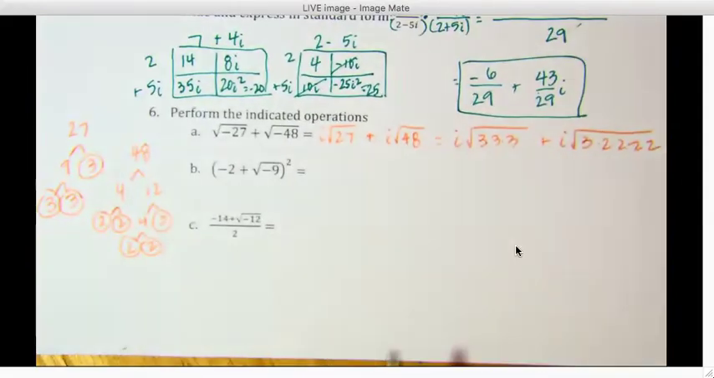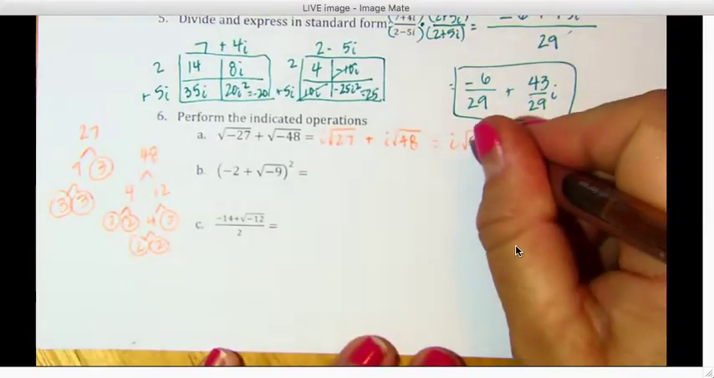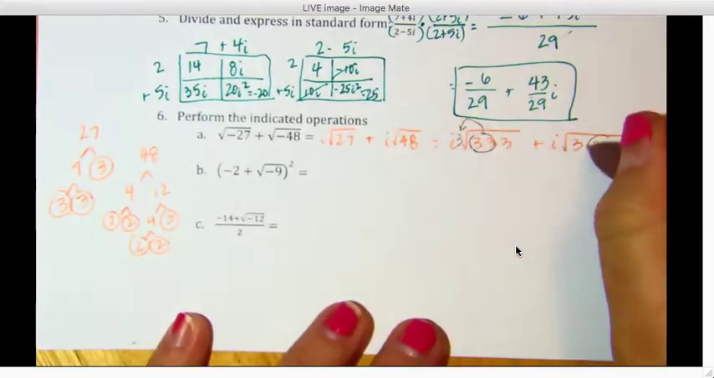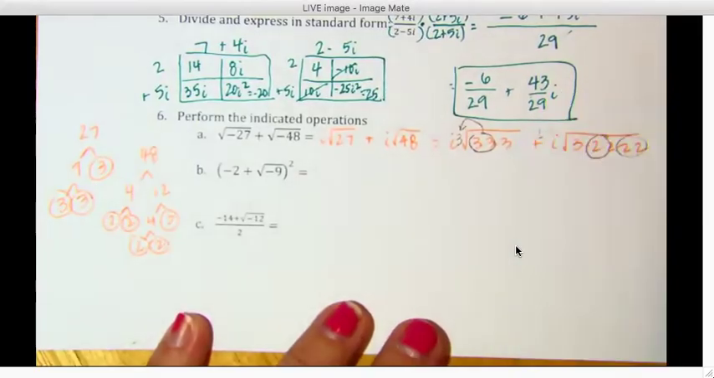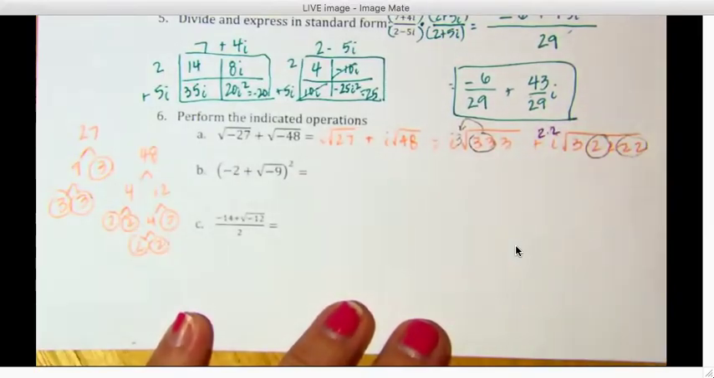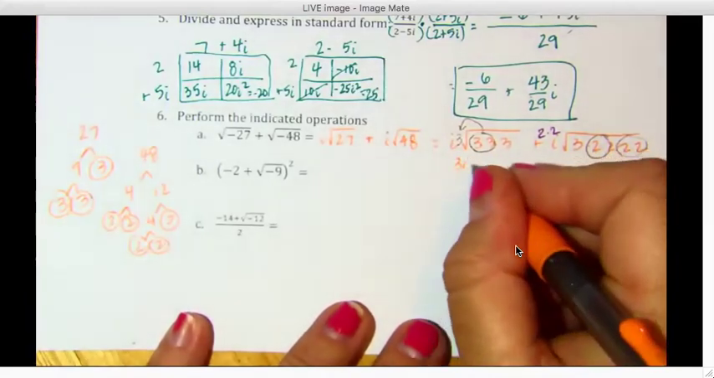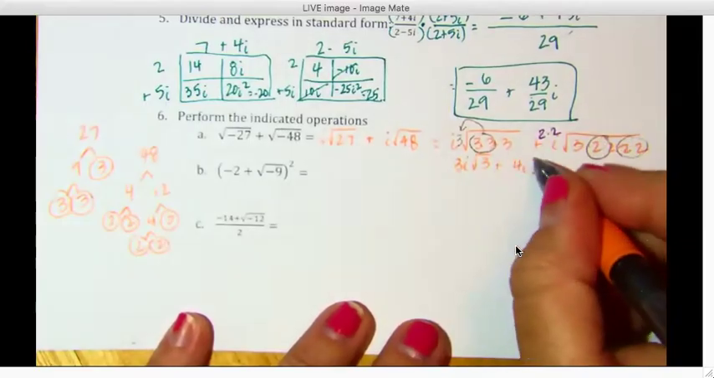And now I can pull as much as I can out of my square root. So in order to pull something out of the square root, you have to have 2 of them and only 1 comes out. And I have 2 sets of 2's. So 2 times 2 comes out. So what I have here then is 3i square root 3 plus 2 times 2 is 4i square root 3.